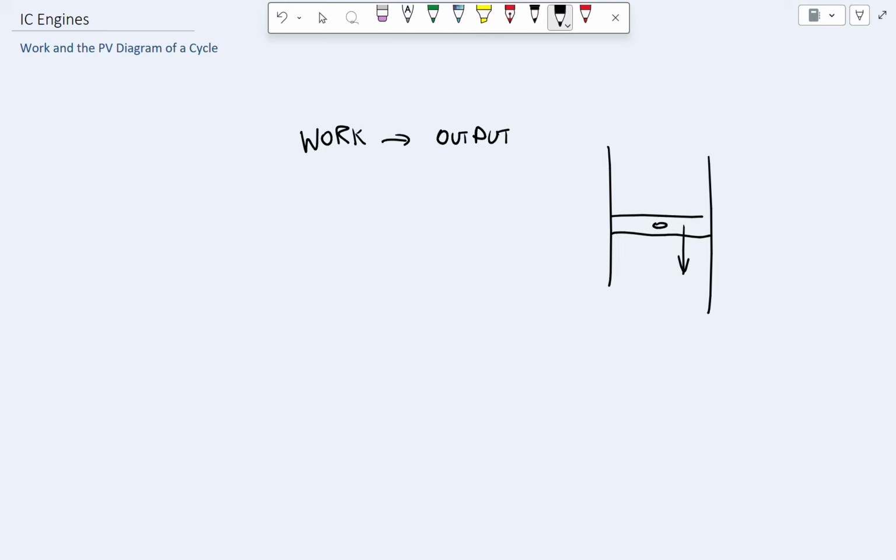Now, if you'll remember from other engineering classes that you've taken potentially, or by some reading, you'll know that work is equal to force times the distance. So if you put a force on a piston and the piston moves a certain distance, you essentially have some work. And what we can say is that in an internal combustion engine, the gas pressure, not the gasoline pressure necessarily, but the actual vapor pressure or the gas pressure, actually generates some work.